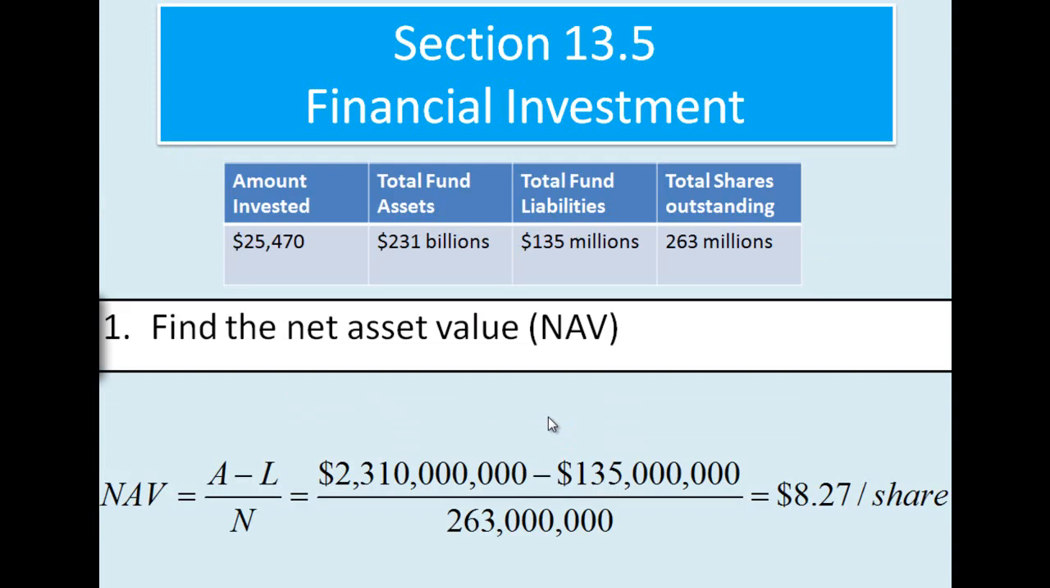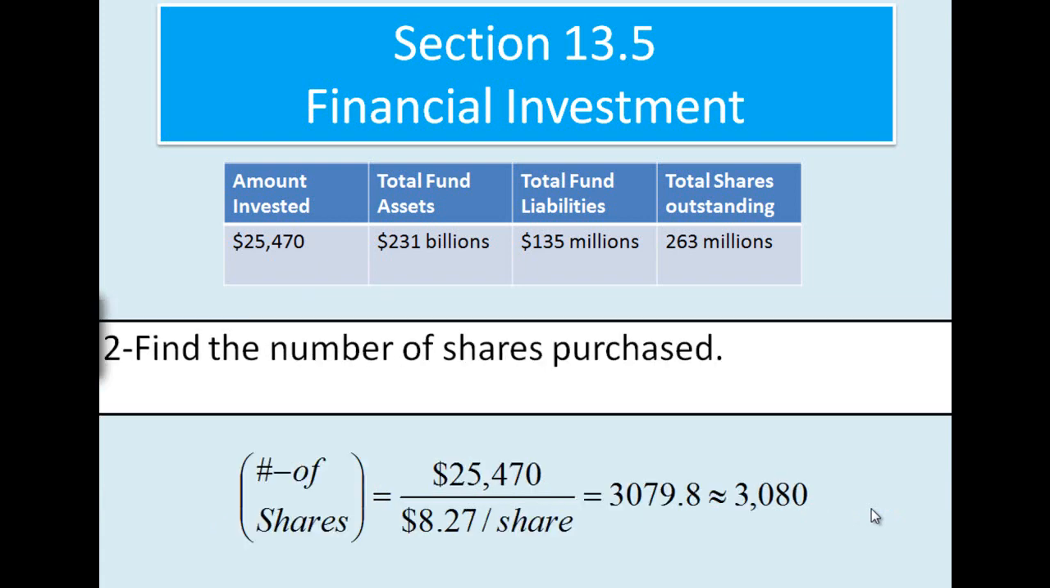Okay, let's compute that. First of all, the formula for the net asset value is assets minus liability, divided by total shares. In total, we have $8.27 per share. Now you want to find how many shares you buy. You take the money divided by the money per share, and you get this value. Approximately, you round to an integer number, like 3080 shares.